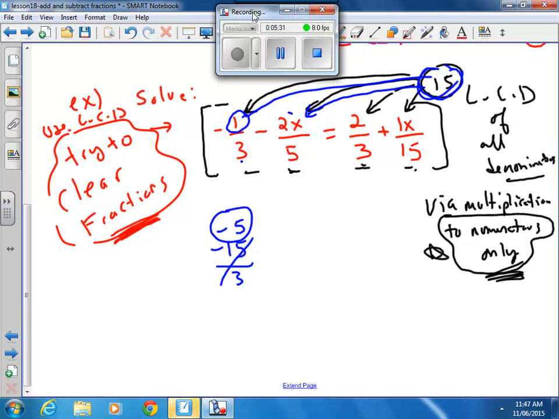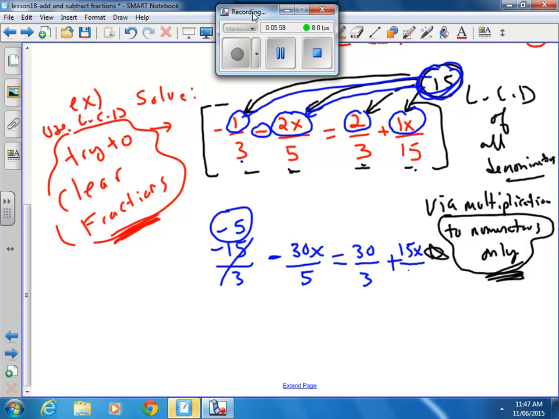Try again. 15 times 2x is, and we'll just hold this minus connector there, just write that. 15 times 2x is 30x, but it's on top of 5. So that's going to clean up. I'll even hold the cleaning for a moment. 15 times 2 is clearly 30, but that's on top of 3. So it's going to clean up. So notice you only multiply through to the numerator. 15 times x is 15x, but that's on top of 15.